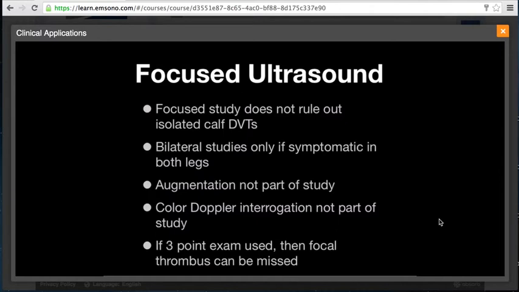Bilateral studies are only going to be indicated if the patient is symptomatic in both legs or if you find thrombus in one leg that extends proximally into the groin and you're unable to find the free edge. Augmentation is not part of our focused study. Color Doppler interrogation is not part of the study either, and if you do use it, you have to be careful and not abandon your grayscale findings in favor of color Doppler findings. If you do use a three-point exam, remember that focal thrombus can be missed.